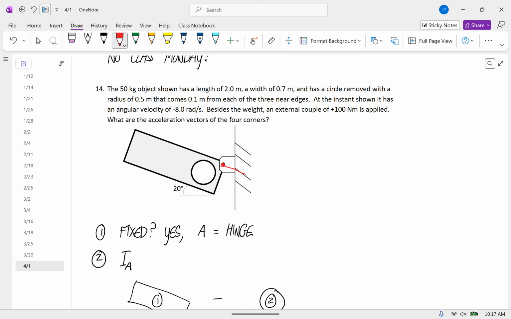It might be worth it to use sort of a funky coordinate system with x going this way and y going this way. Z is still coming out, so it doesn't change that. Otherwise, you just have to use a lot of cosines and sines at 20 degrees.